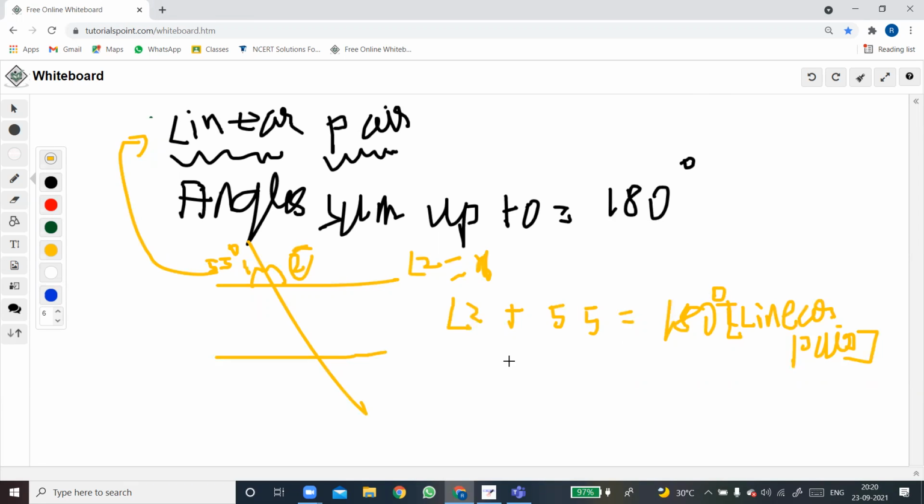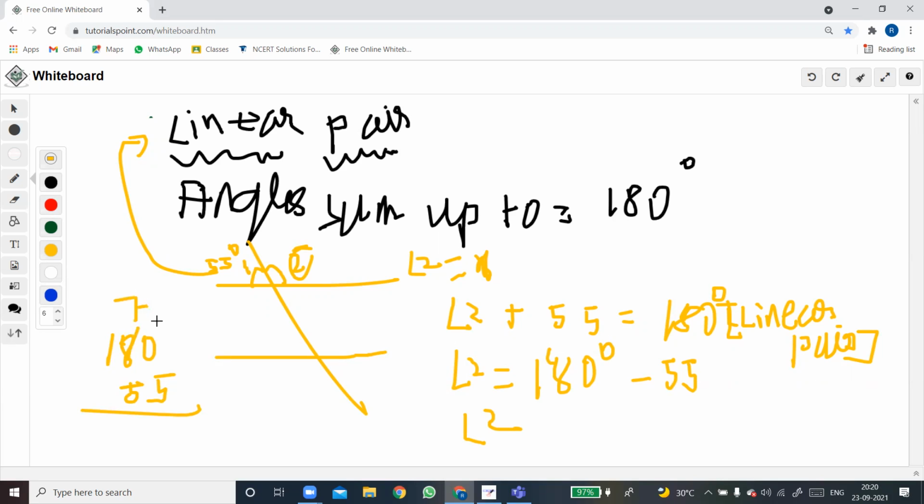So we are just going to do a linear equation in one variable. 180 on the RHS, and 55 you're going to subtract, then you'll get angle 2. So let's check what angle 2 is now. When you subtract, you'll get 7 and 10, so 5. So angle 2 is 125, right? This is how the linear pair property works.